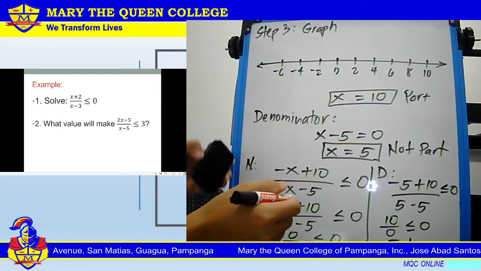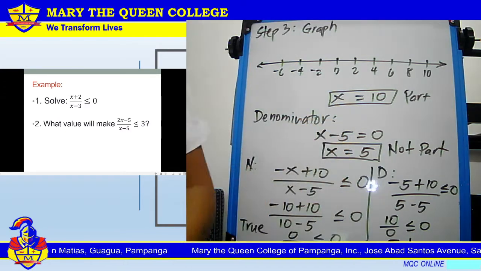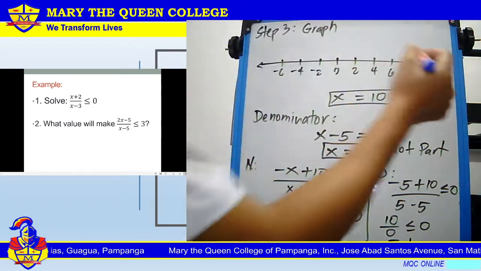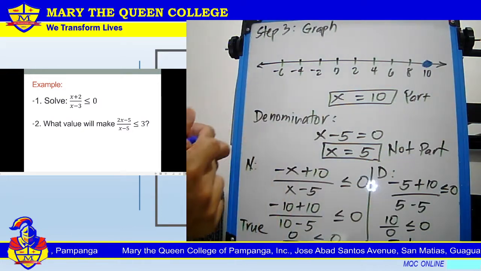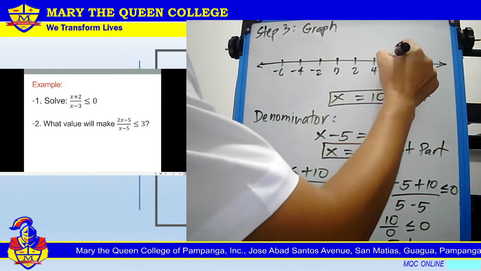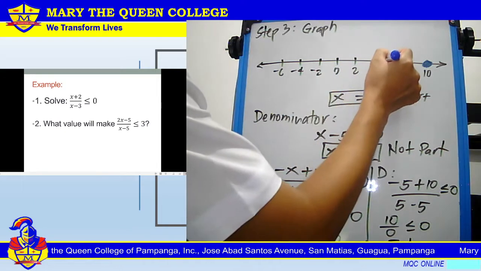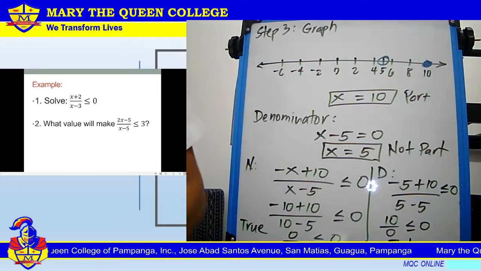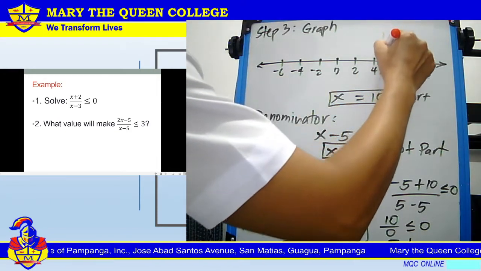And then continuing, if we have 10 as part of the solution, we'll be using a shaded circle. And then if we have 5, not part of the solution, so for example, it is located here, 5, we'll be using an open circle. Okay, and then we will make intervals.